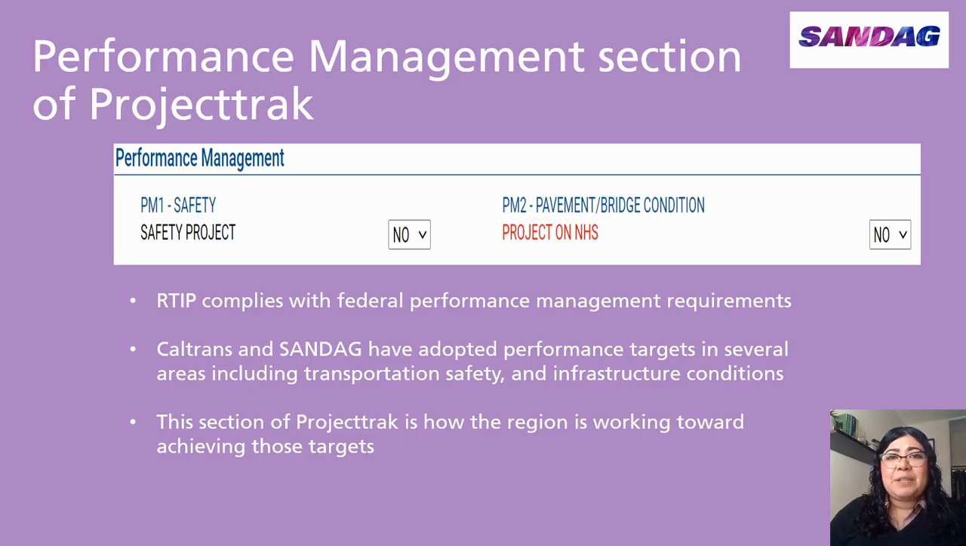The Performance Management section of Project Track is instrumental in documenting how the Regional Transportation Improvement Program, or RTIP, complies with the federal performance management requirements. Caltrans and SANDAG have adopted performance targets in several areas, including transportation safety and infrastructure conditions. This section of Project Track is how the region is working towards achieving those targets.